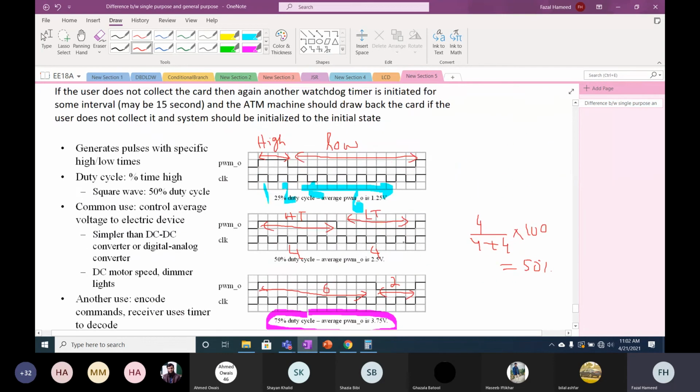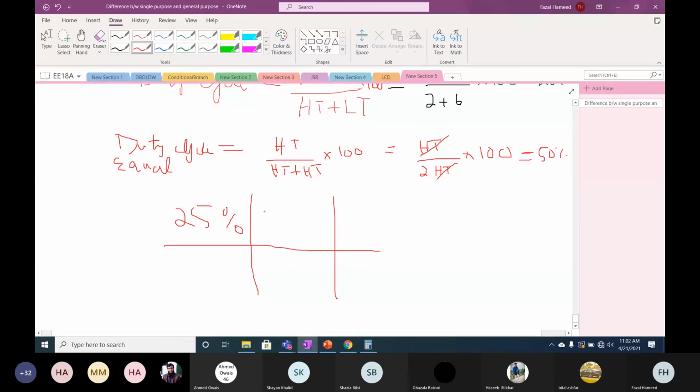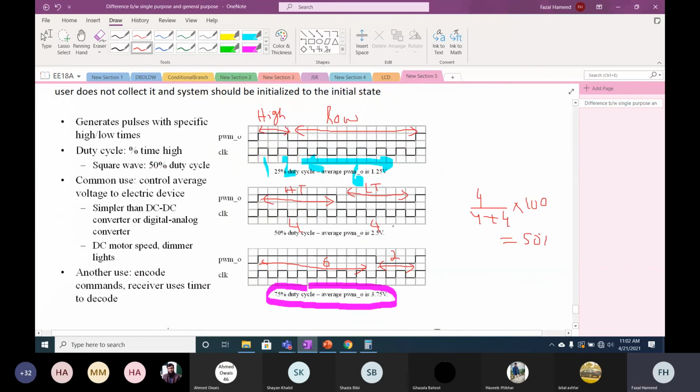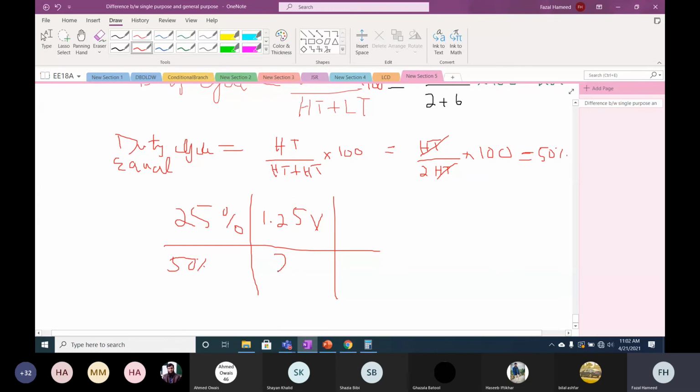If you look at the above, what is the voltage? 1.25 volt. If the duty cycle is 50%, what is the voltage? 2.5 volt. And if the duty cycle is 75%, what is the corresponding voltage? 3.75 volt.